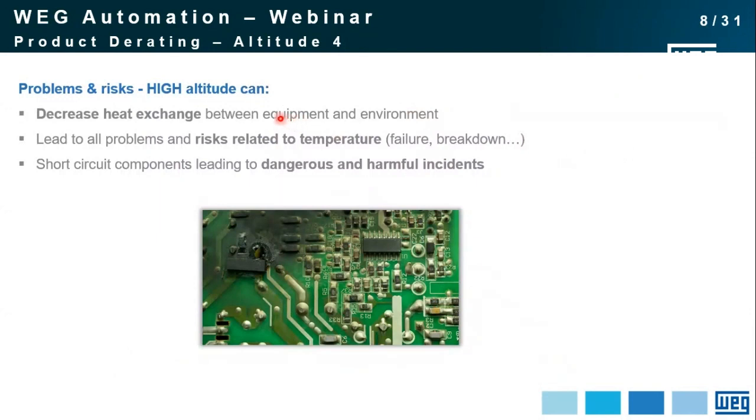So what are the problems and risks related to high altitude? So what can it cause? It can decrease the heat exchange between equipment and environment, which is bad. It can lead to all problems and risks related to temperature, like failure and breakdown that I have explained a few slides ago. And also it can lead to short circuit in the components, leading to really dangerous and harmful incidents like fire or something else.